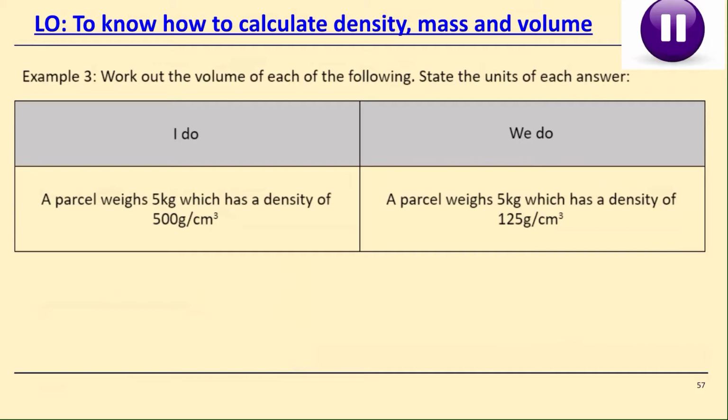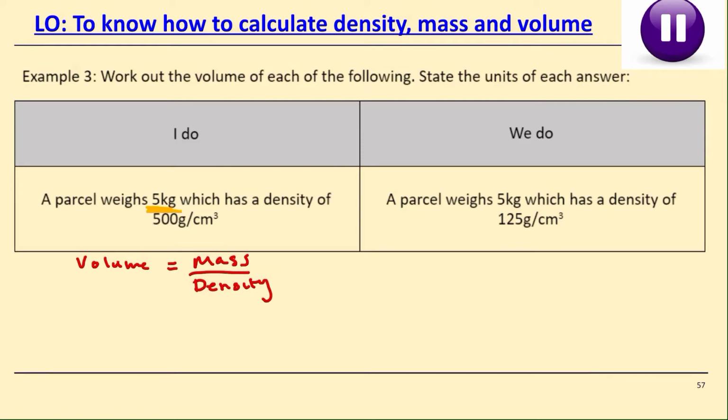Example 3. It asks us to work out the volume of each of the following. So we're going to be using the last equation that we made. So volume equals mass over density. First step, we need to identify the mass. The mass is 5 kg.